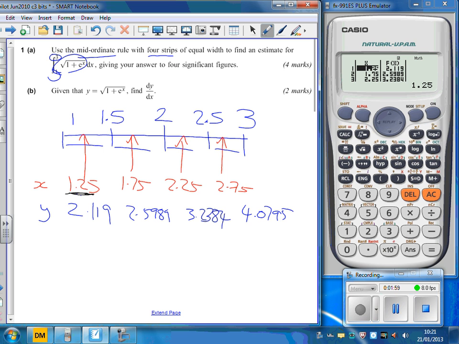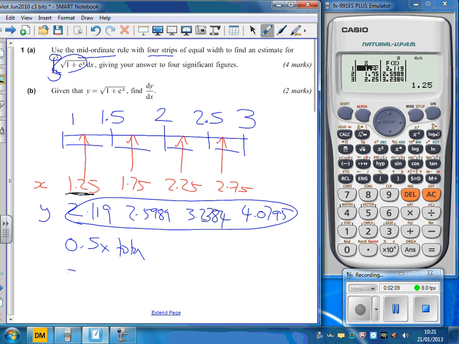Now the mid-ordinate rule just says we've got to do the width. The width of each of these is 0.5 times the grand total of all of these. That grand total, you tap it into your calculator. When you do 0.5 times that, you get 6.01801. Let's check it. What do we need? 4 significant figures. Go back and check all of your rounding at the end. So re-rounding this to 4 significant figures, that gives us that.